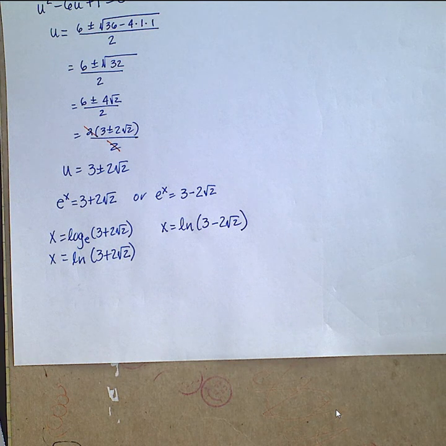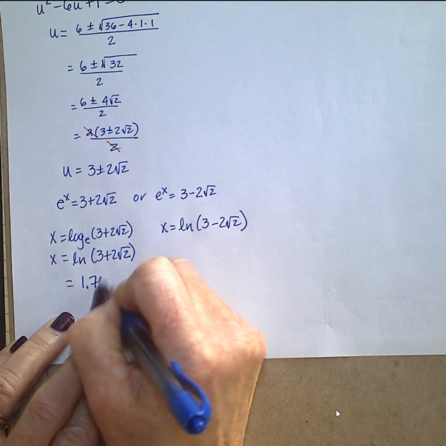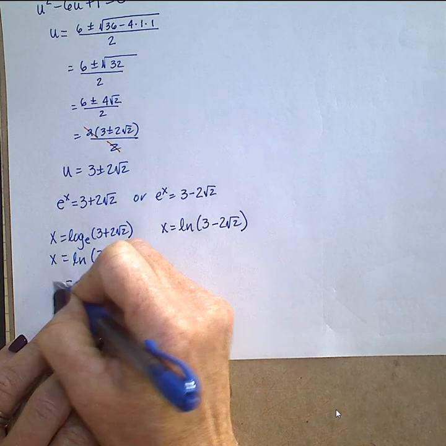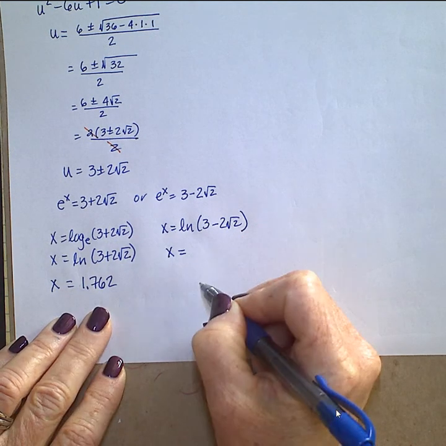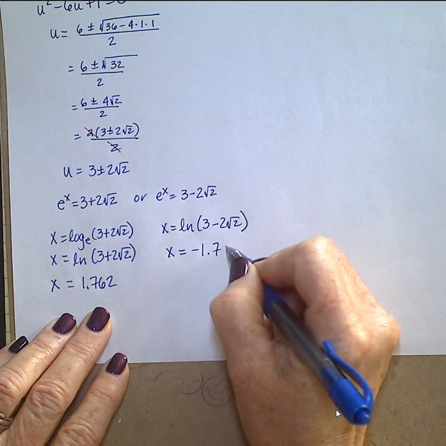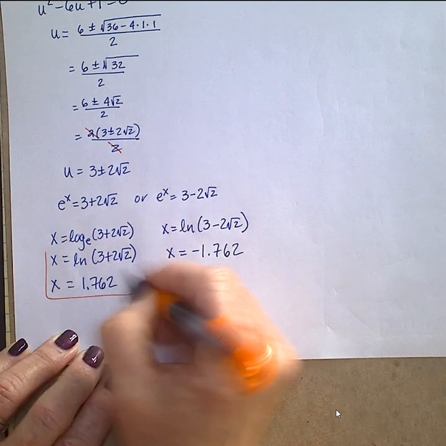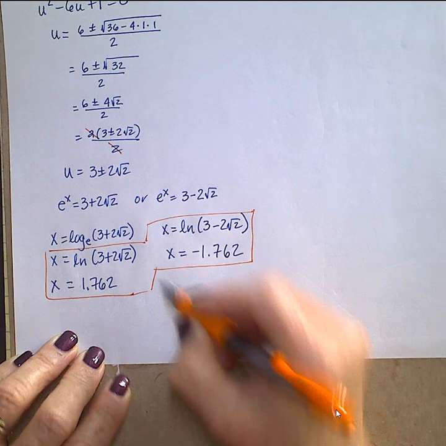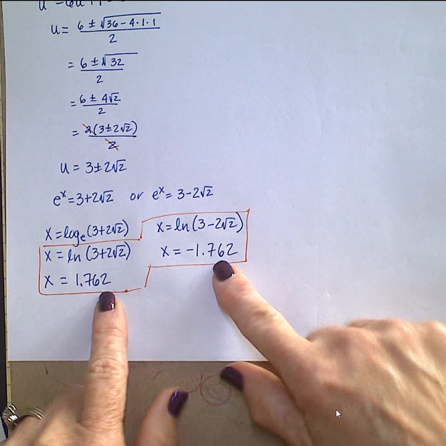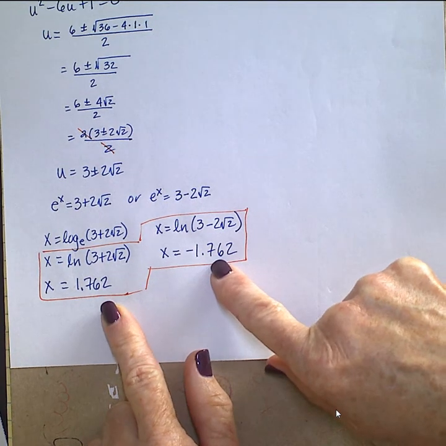Do you have them? Yeah, negative 1.762, exactly. There you go. Exact answers, decimal approximations. Okay? Questions?